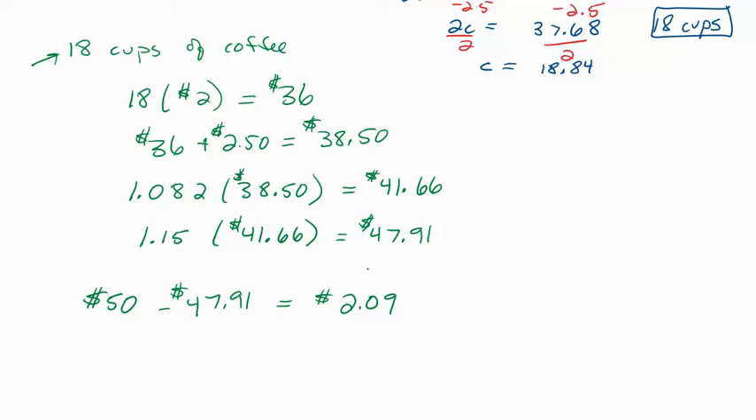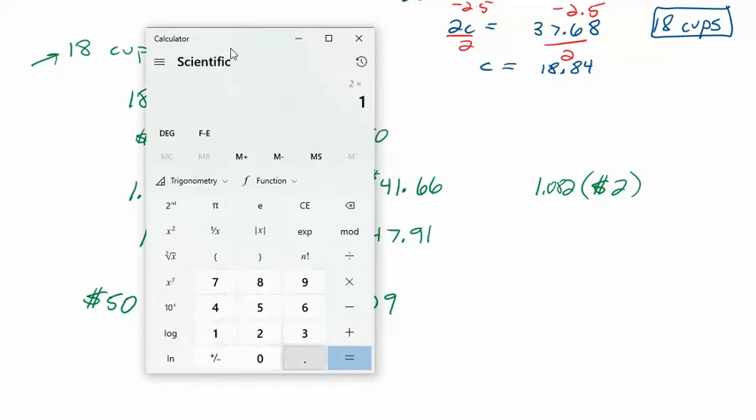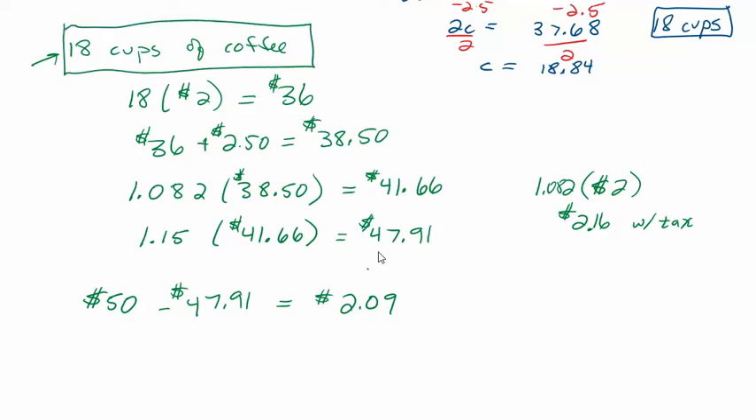Can you? Let's see, if you buy a coffee for $2, you still have to pay tax on that, right? So you'd have to pay tax on that coffee. So $2 times the tax, 1.082, would be $2.16. So with tax, the coffee's $2.16. Even if you decide not to leave a tip, if you've got only $2.09, you don't have enough money to buy another coffee. So that checks out. That 18 cups of coffee is the correct answer.